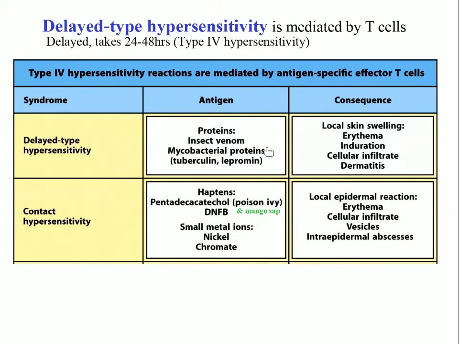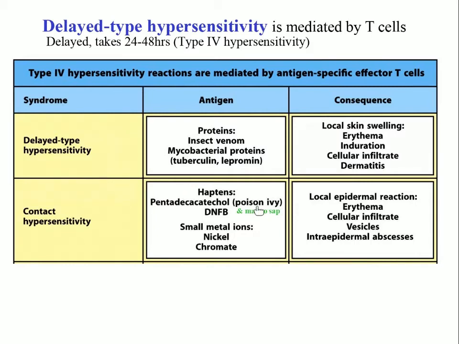Okay. The consequences, local skin swelling, as we will see inshallah later مع البكتيريا, erythema, induration, cellular infiltrate, so there will be some sort of skin inflammation. All right. This one mostly associated with type 1, we said, but also somehow overlap with type 4 hypersensitivity. And the antigen here is not protein, it's not a venom, but it's hapten. So a chemical, all right?